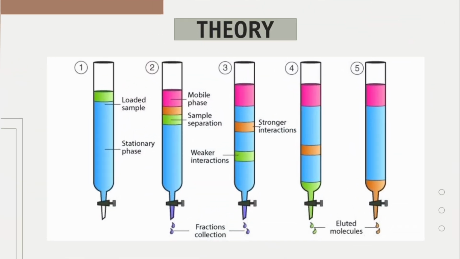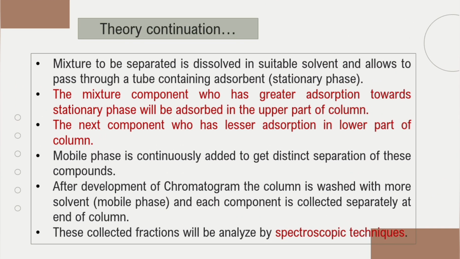Coming to the theory. Diagrammatic representation of the theory of adsorption chromatography. The mixture to be separated is dissolved in a suitable solvent and allowed to pass through a tube containing adsorbent, which is the stationary phase. The mixture component which has greater adsorption affinity towards the stationary phase will be adsorbed in the upper part of the column. The next component, which has lesser adsorption affinity towards the stationary phase, will be adsorbed in the lower part of the column. Mobile phase is continuously added to get distinct separation of these compounds.